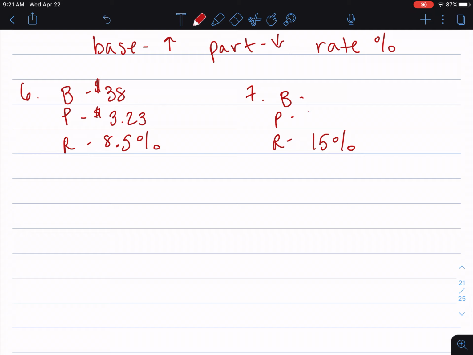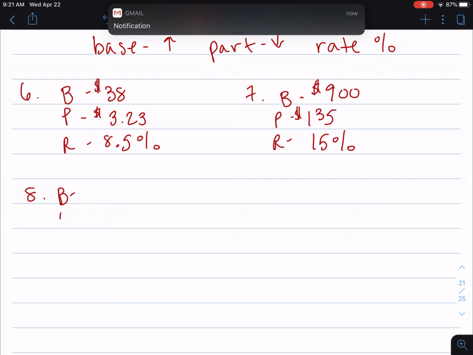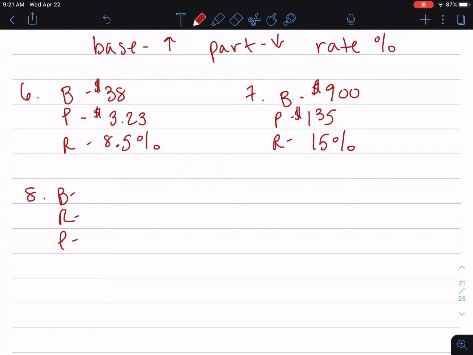So the part is $135. That's part of her weekly pay. And the base is $900. So number 8 says Harrison got a 10% raise. Before the raise, his hourly wage was $10.70. Now he earns an additional $1.07 per hour. So you fill in all three. I'll give you about 10-15 seconds, and then we'll write it out. Check your work.